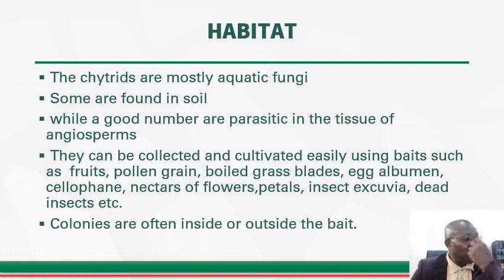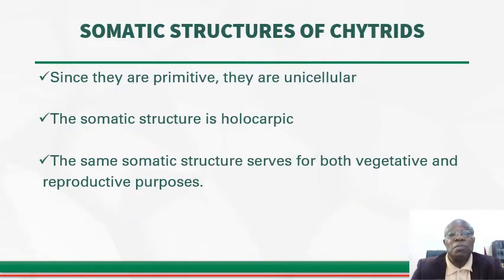Some of the baits that we use include fruit, pollen grains, boiled grass blades, egg albumen, cellophane, the nectar of flowers, petals, insect exuviae, and dead insects. These are some of the baits used to cultivate the Chytridiomycetes. The colonies are often formed inside or outside the bait.